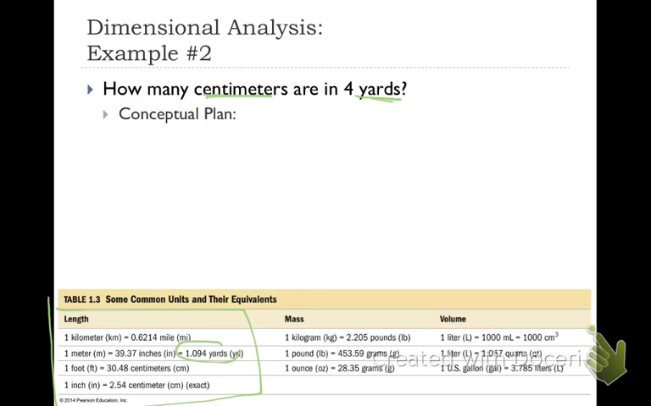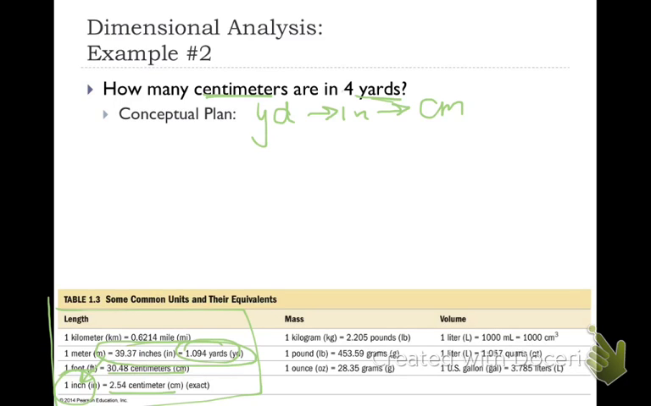Yards is right here. We've got centimeters here and here. So let's take a look. Which one would be easier? If I have yards here, I know 1.094 yards is equal to 39.37 inches. And then I've got inches again down here. So I'm going to use these guys to help us out. So my plan is to go from yards to inches to centimeters. And that's the plan here.